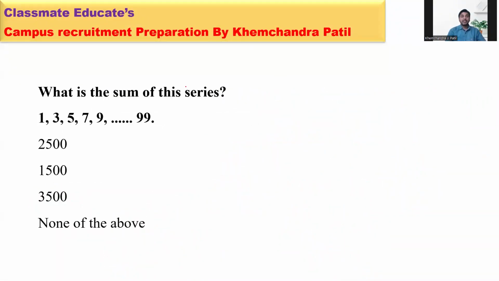Next question, find the sum of this series. Now, look at this series. This is 1, 3, 5, 7, 9 up to 99. These are all odd numbers. And again, these are first odd numbers. Up to 99, my dear friend, there are 25 odd numbers.